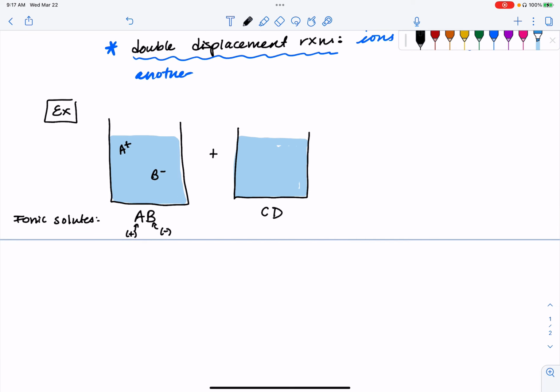So this is what we're looking at. And I'm going to go ahead and draw 2 units of AB here. And now let's also do compound CD. So when I'm looking at a solution containing compound CD, I'm looking at C cations and D anions.